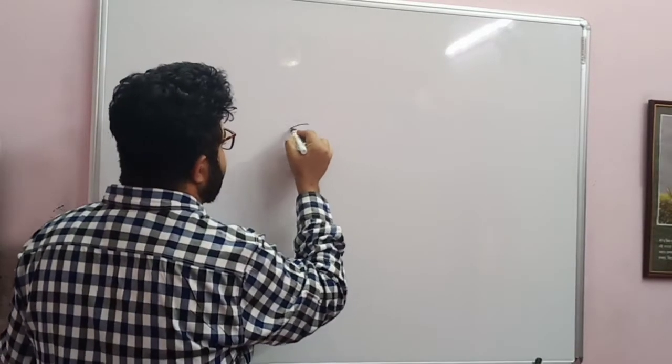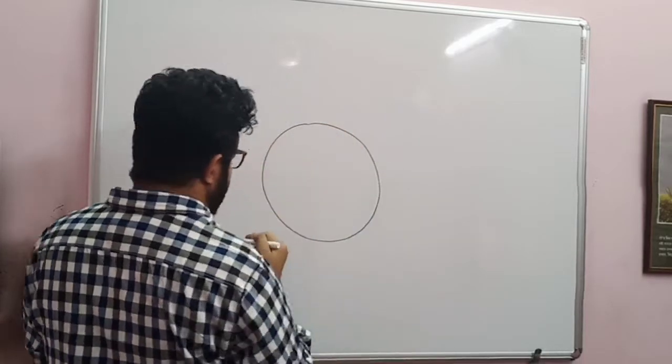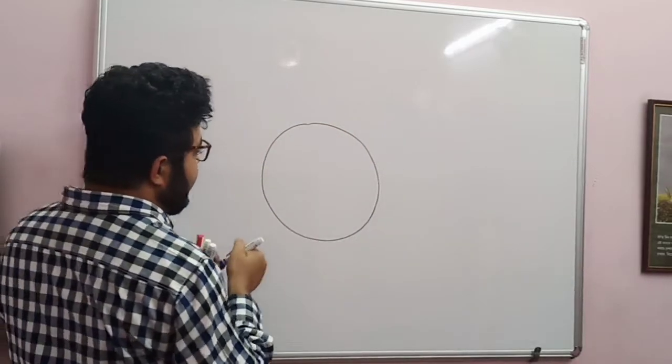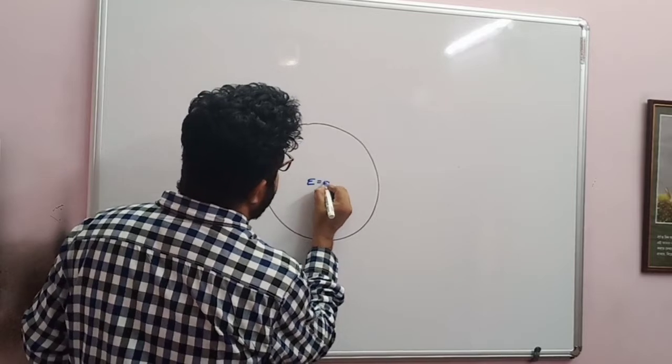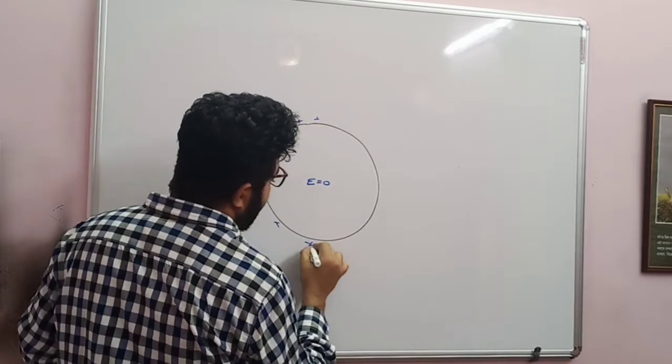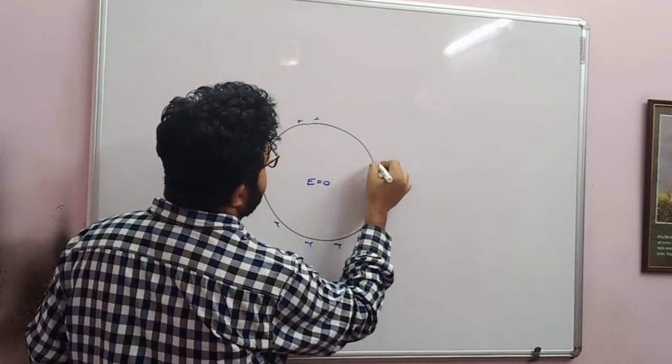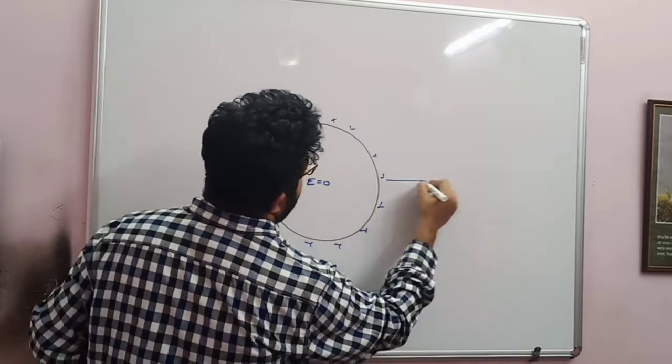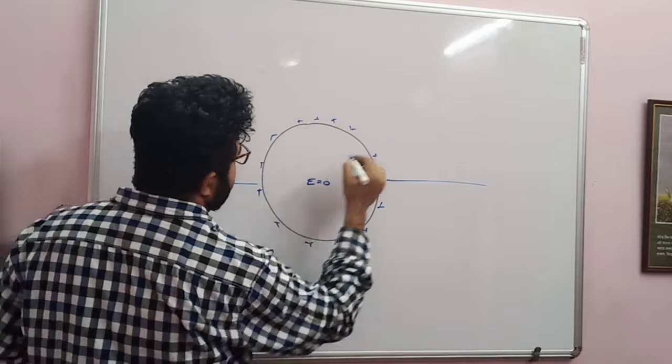Next is metallic sphere, and we know inside the metal electric field is 0. So whatever be the charge that is on the outer surface, or this is the supposed direction.